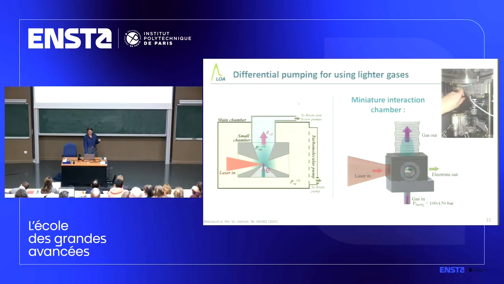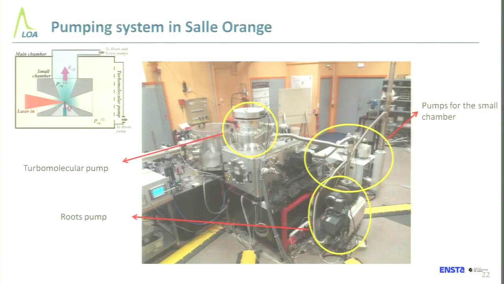And there is a pipe just above the gas jet with a pump which is plugged here to evacuate the gas. So here you have a picture of the setup in the experimental room. Just a few pictures of the pump. So our experimental chamber here was pumped by a root pump and a turbomolecular pump.